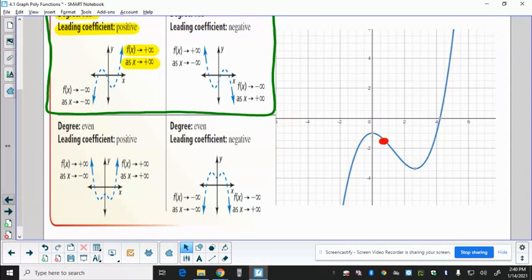Let's talk about this and highlight it. My y coordinates are eventually going toward positive infinity. They are going up as this point moves to the right according to the x-axis.